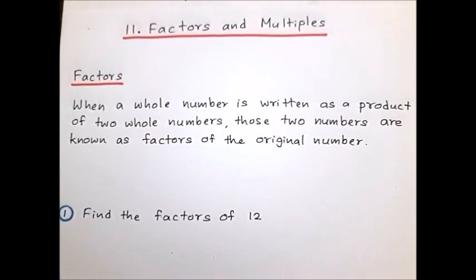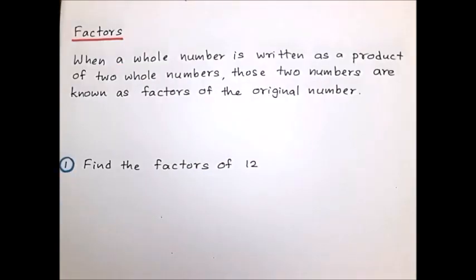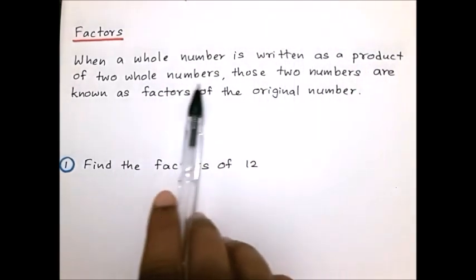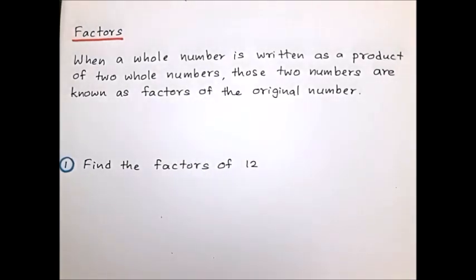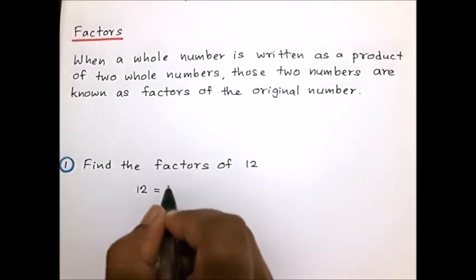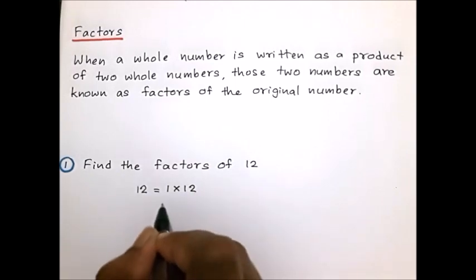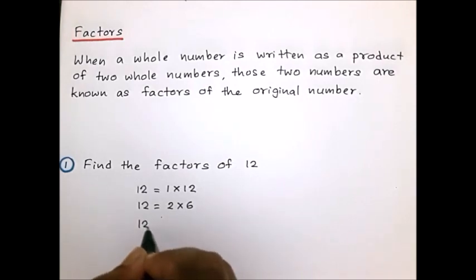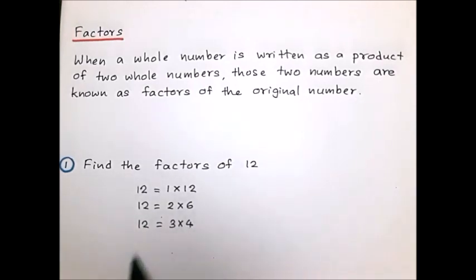Now look at this example. Find the factors of 12. First write 12 as a product of two numbers. This instruction says written as a product of two whole numbers. Product means multiplication. Now I am going to write 12 as a product of two whole numbers. You can write it as 1 multiplied by 12, 2 multiplied by 6, it is equal to 12, 3 multiplied by 4, it is also equal to 12. Here I wrote 12 as a product of two whole numbers.